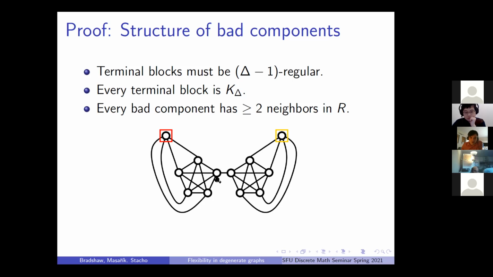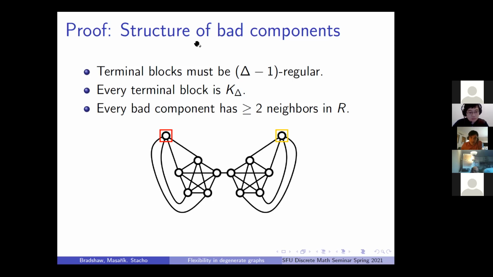And from that, we can conclude that this graph, since it has to be a clique or an odd cycle, is a delta minus 1 regular clique, which is a K delta. Okay, but what does that mean? Remember I said we can assume that the graph is delta regular. So if I consider this vertex here, it has only delta minus 1 neighbors within the bad component, so it must have a neighbor in R.